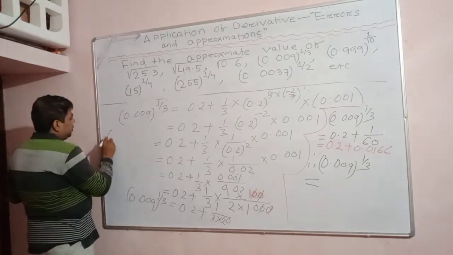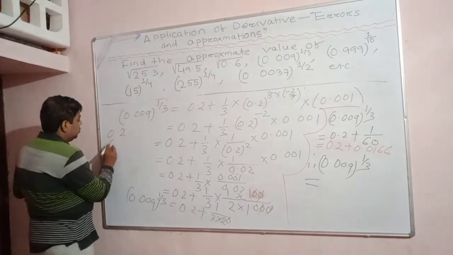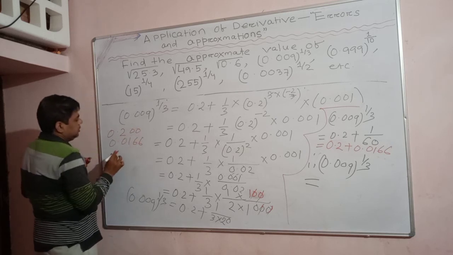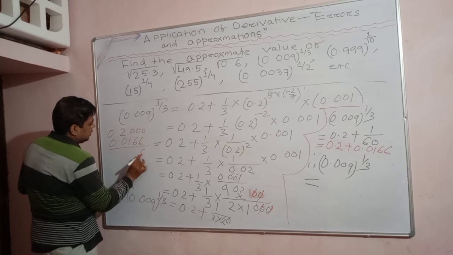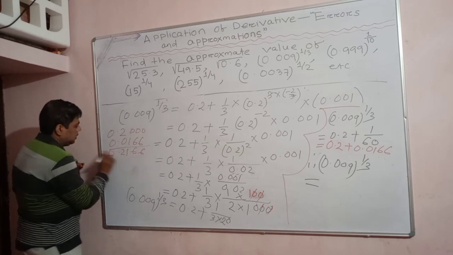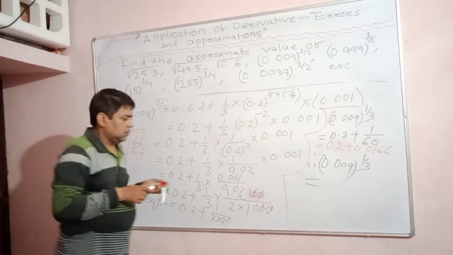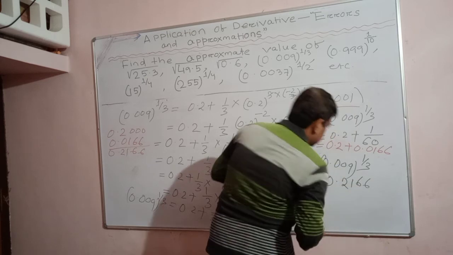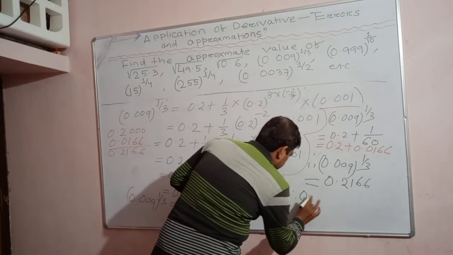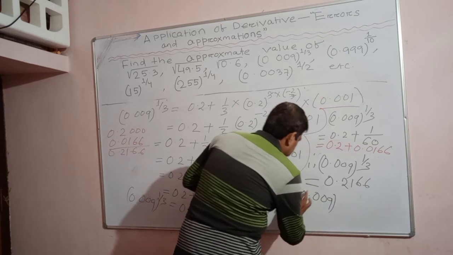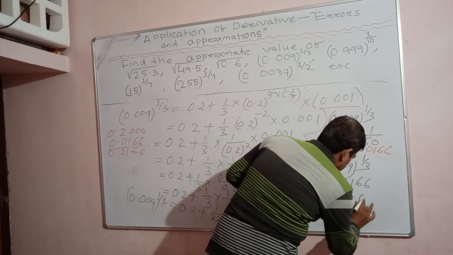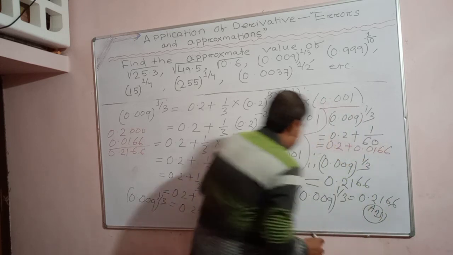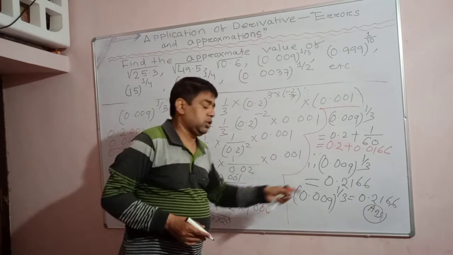Okay. 0.2, 0.0166. Now put the decimal point, right? Okay, 6, 6, 1, 2, and this is 0.2166. Okay, and this is 0.2166. Hence 0.009 whole to the power 1 by 3 is equal to 0.2166. This is the approximate value of the cube root of 0.009.